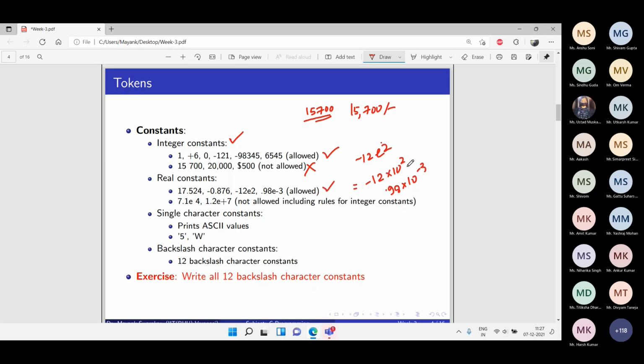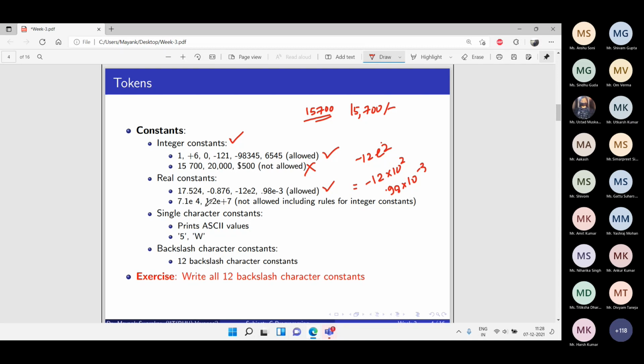Because in programming, we cannot write like this. It's the way of writing when we write in a C program. Sir, doesn't -12E2 come under integer constant? No, it's a real constant. Obviously, integer is a subset of real. In mathematics we have studied that, but how we represent it in programming is just a way of writing. Okay, so this is not allowed.